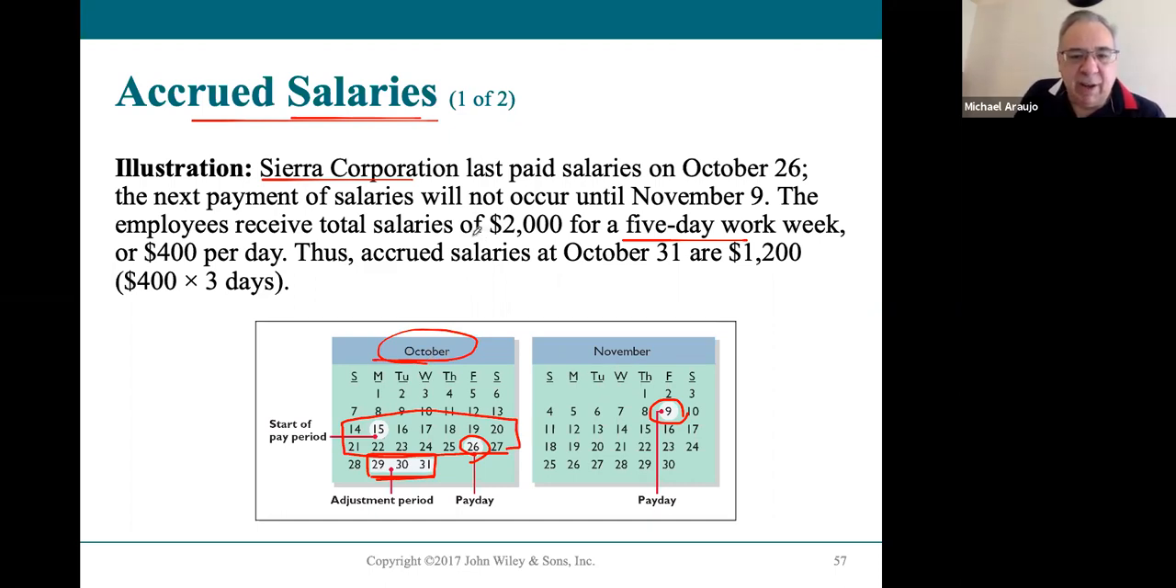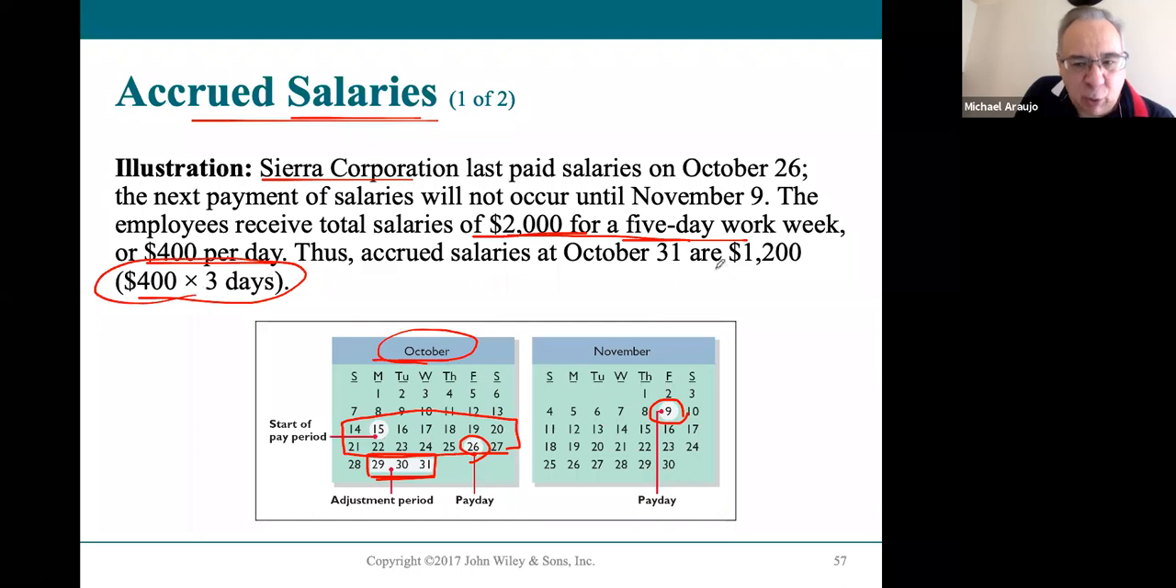So again, they have a $2,000 a week payroll, which is basically $400 for every day of the week, 5 days a week. These 3 days happen in October. So if 3 days of payroll happen in October, but you're not going to pay them until November, you have to take the expense in October for this $1,200 for salaries and wages. And that's all this is about.